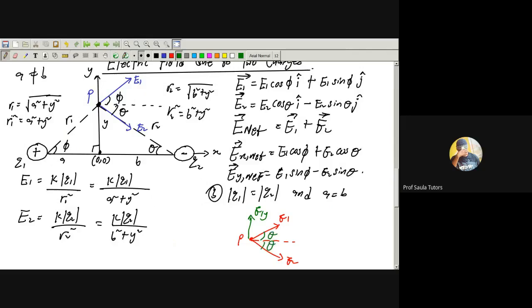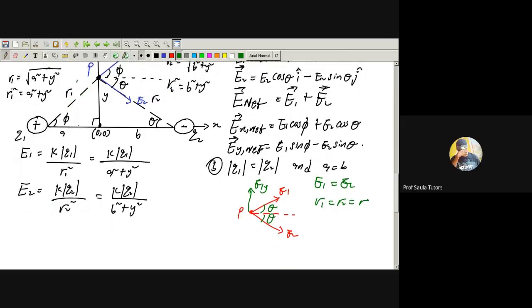Also, check, Q1 and Q2 are equal. If that is equal, it means that the electric field magnitudes E1 and E2 will also be equal. Since Q1 and Q2 are equal, and they are at the same distance, R1 and R2 will also be equal. If there's a question you need to ask, just ask. In this case 2, R1 and R2 are equal. Let me say they are equal to R. Because this guy is at the midpoint, this distance and this distance are equal, just like an isosceles triangle.